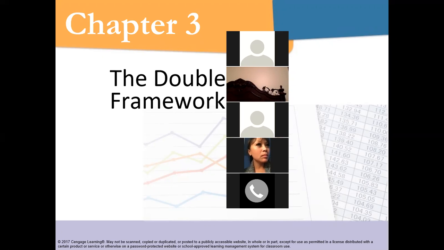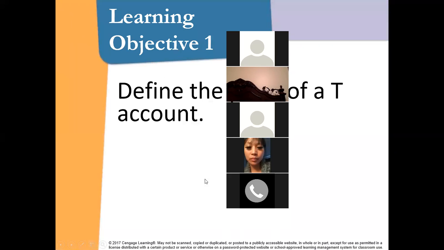All right, so the double entry framework for accounting. Basically, we're going to talk about those debits and credits and what they mean. What's the whole point of the debits and credits? Why do we do it, and how do we do it? The first thing, I think the best way to talk about it, is by talking about T accounts.